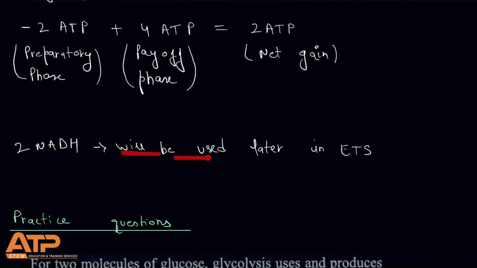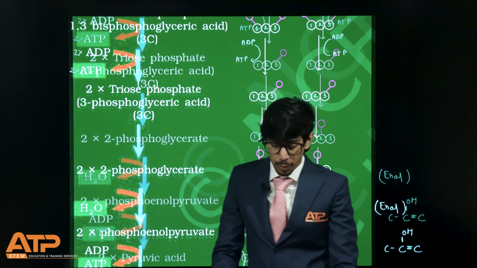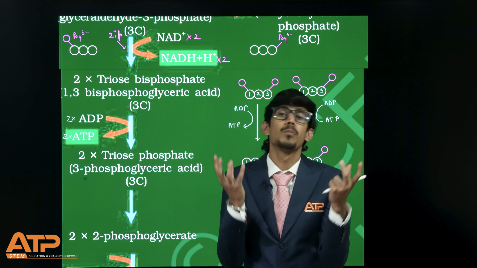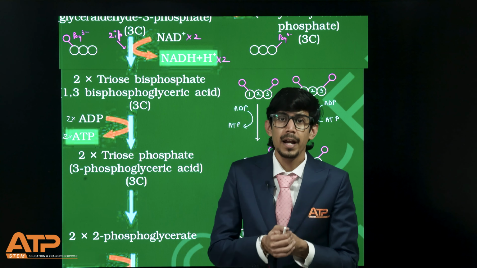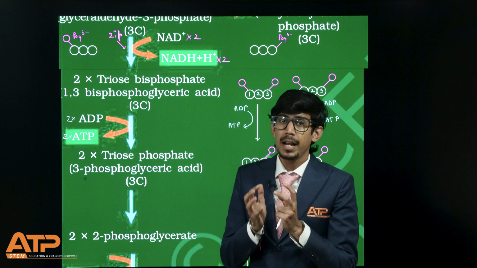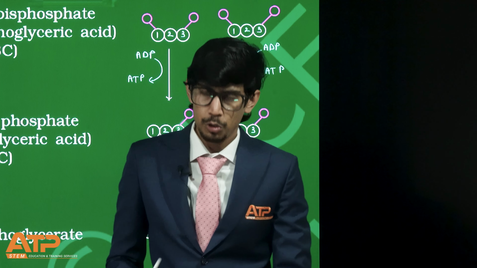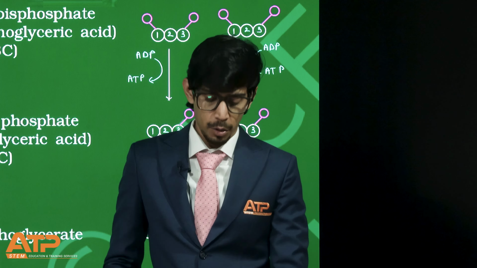I hope this glycolysis was clear to you with this kind of visualization, because generally you are imagining molecules, right? So this way it is better for you to understand how exactly the phosphate is moving around, right? And what exactly is happening there, right? Now after this you should be ready to do some questions on glycolysis. So let's quickly do some practice questions.